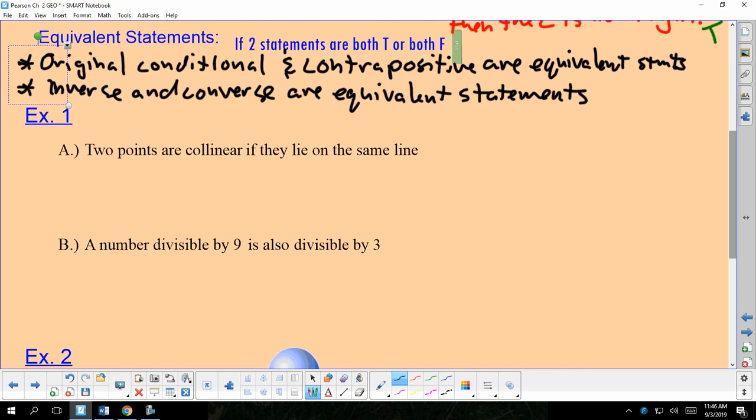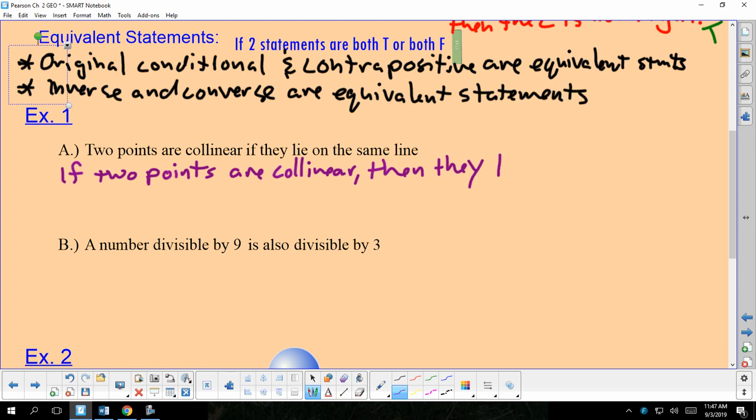All right, so for example 1, we want to rewrite these statements in the form of an if-then statement. The two points are collinear if they lie on the same line. What we're going to do is: if two points are collinear, then they lie on the same line.